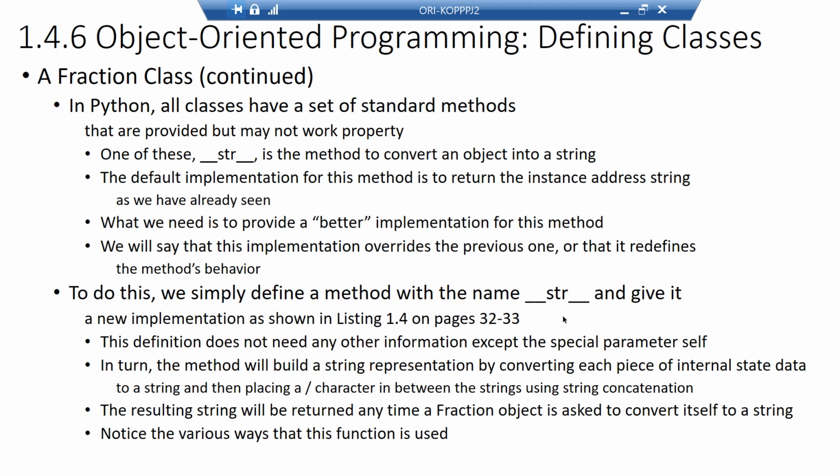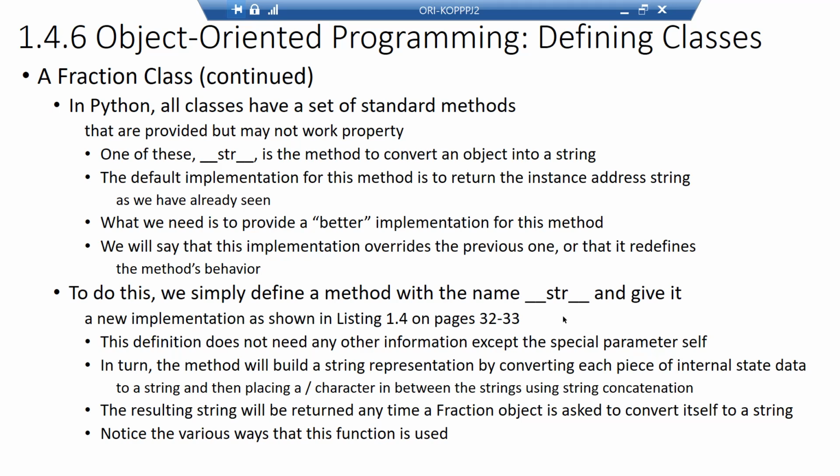In Python, all classes have a set of standard methods that are provided, but may not work properly. One of these, __str__, is the method to convert an object into a string. The default implementation for this method is to return the instance address string, as we have already seen.